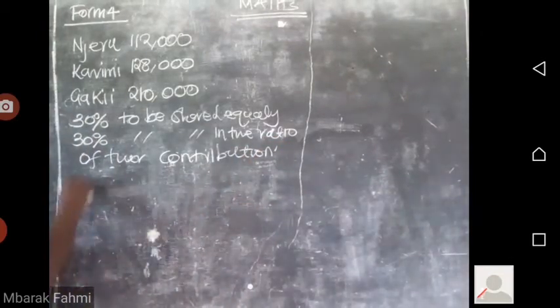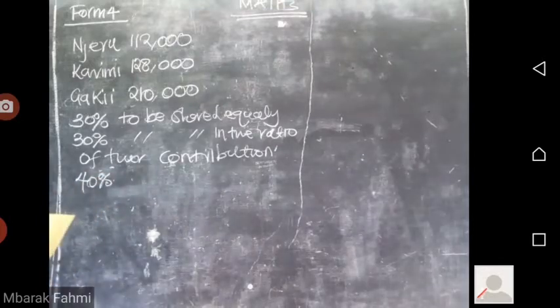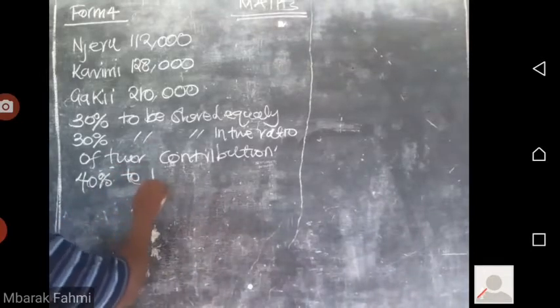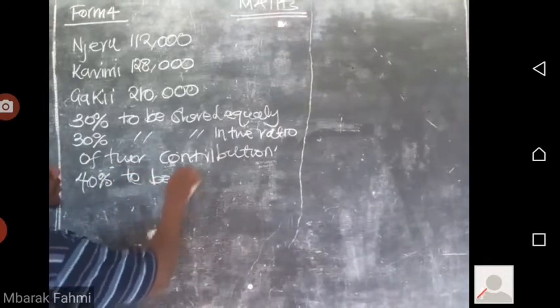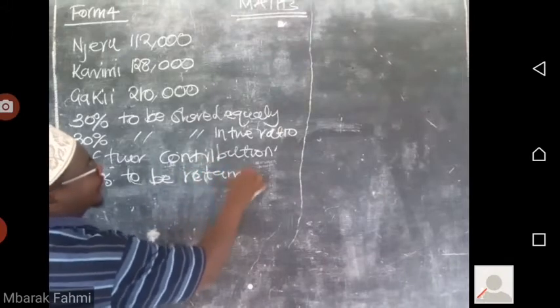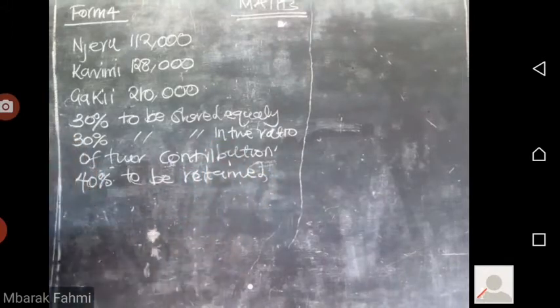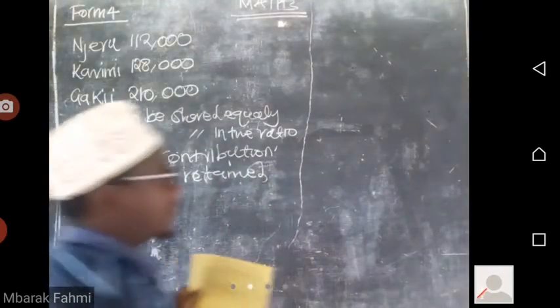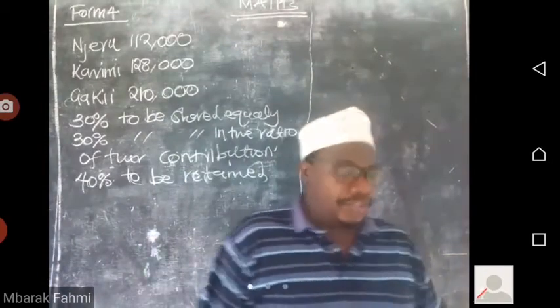And then 40% to be retained for the running of the business. Okay. So that is what they had agreed.